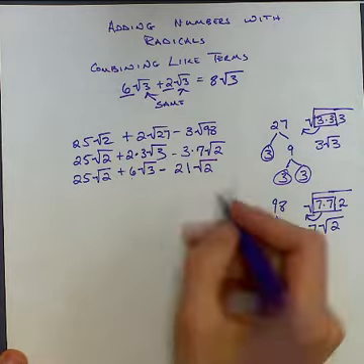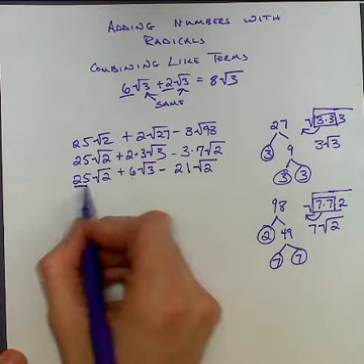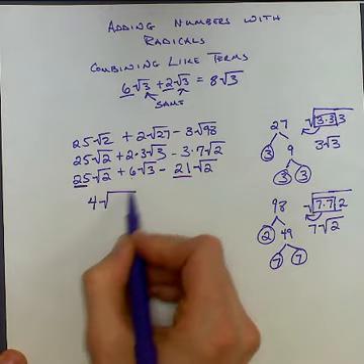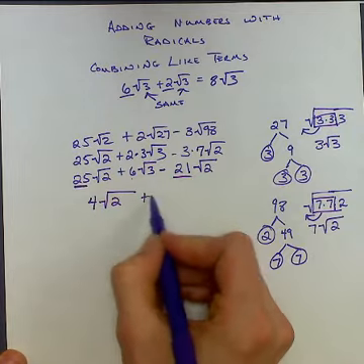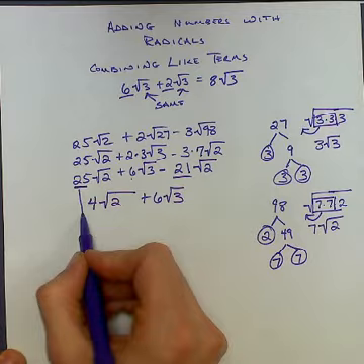Since this has a square root of 2 and this has a square root of 2, I can combine those two numbers and would end up with 4 times the square root of 2 plus 6 times the square root of 3. I cannot combine these, so this is my answer.